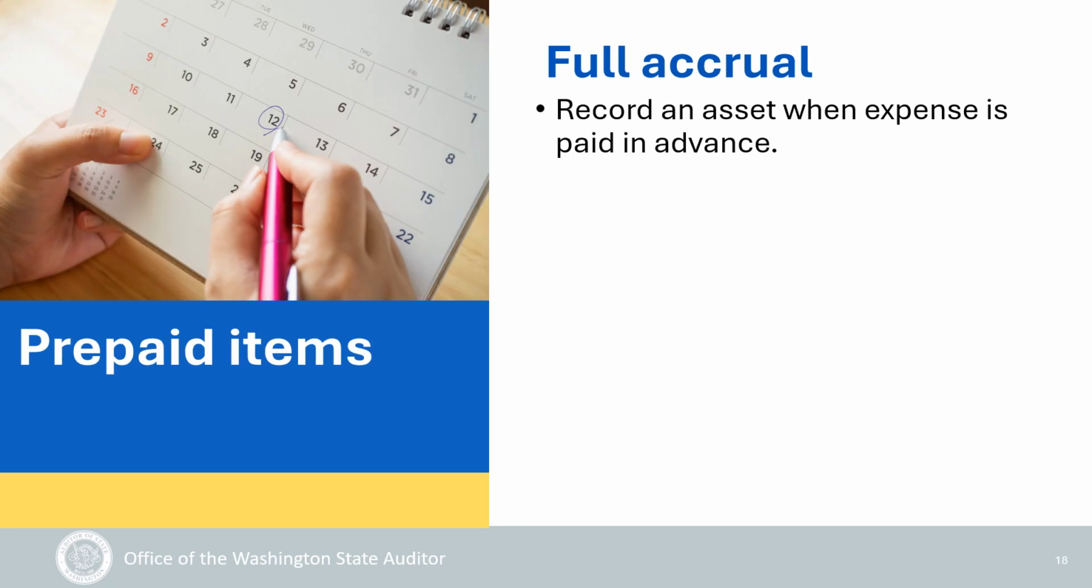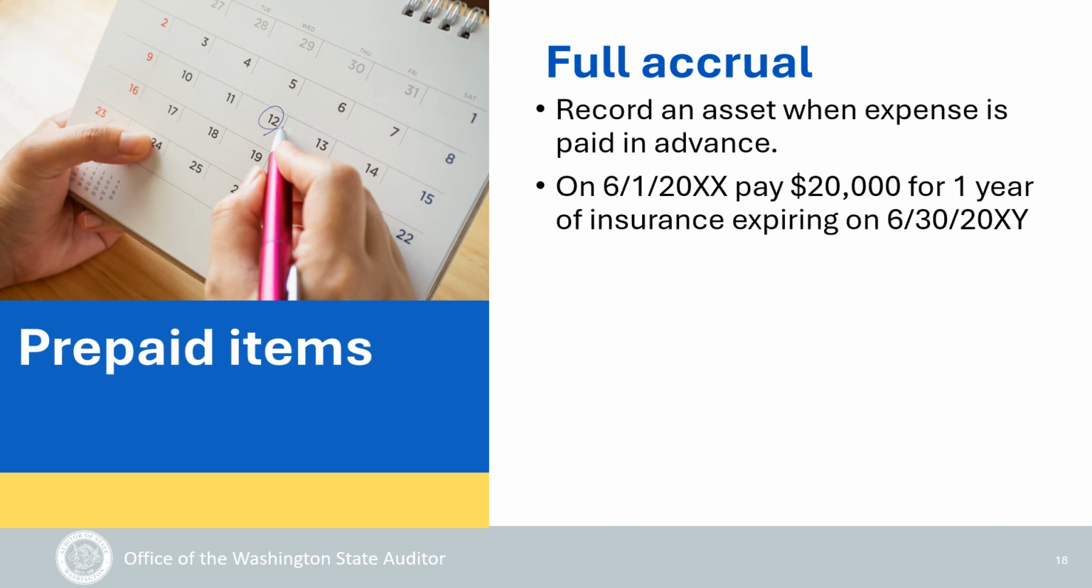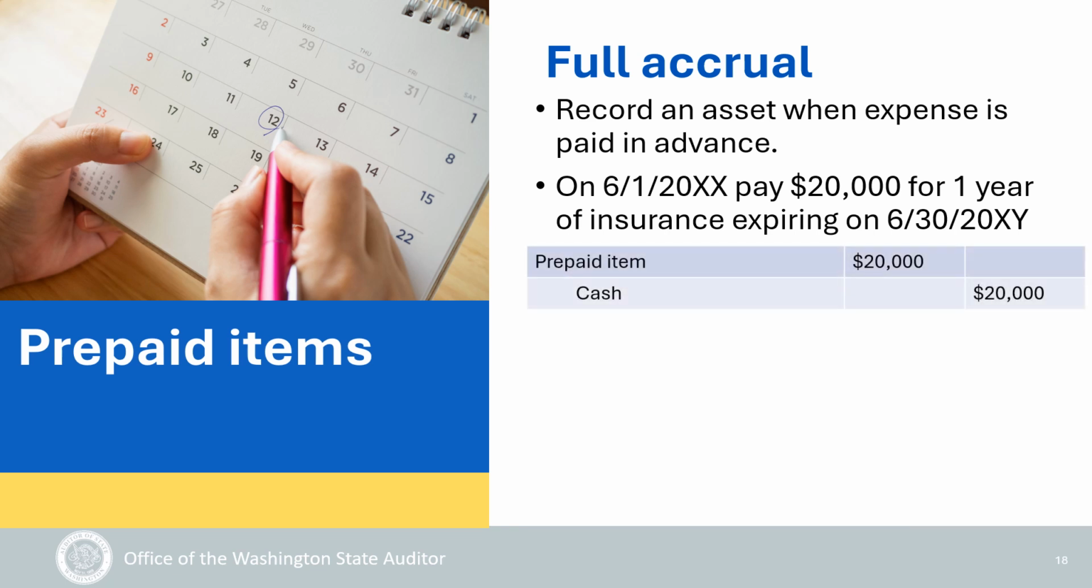Prepaid items are treated similar to inventories. Under full accrual accounting, you record an asset when the expense is paid in advance. For example, a government's fiscal year end is 12/31, and they purchase an annual insurance policy on June 1st, which won't expire until June 30th the next year. They pay the entire insurance up front, so they prepaid it. They record an asset, which is a debit to prepaid item, and they credit cash.